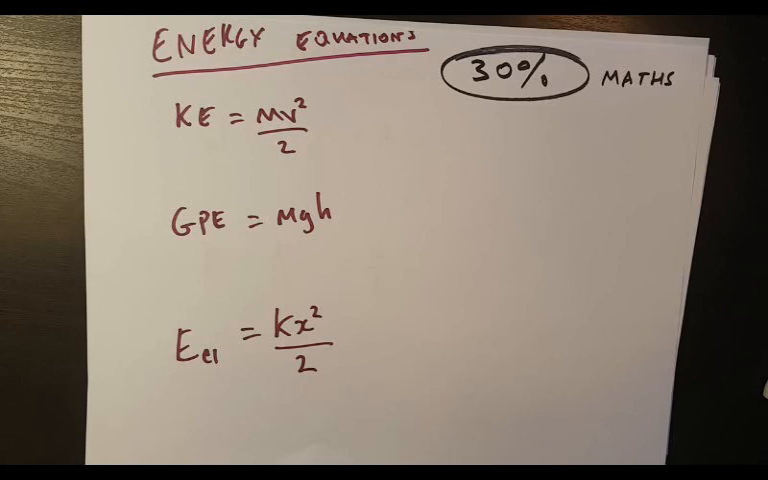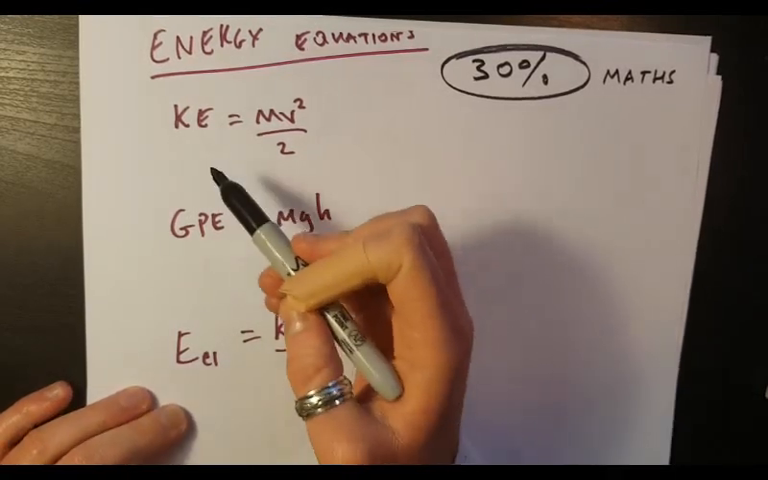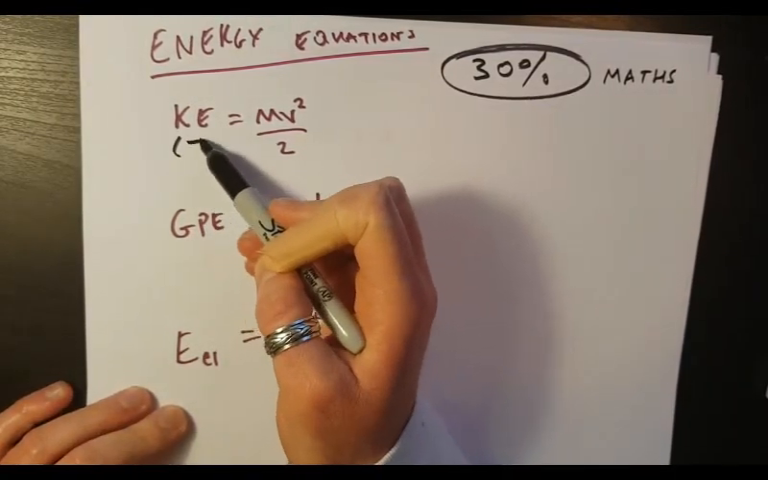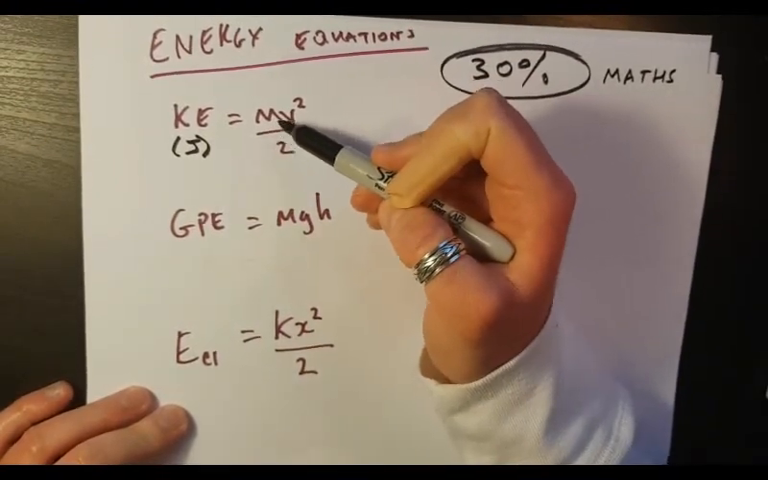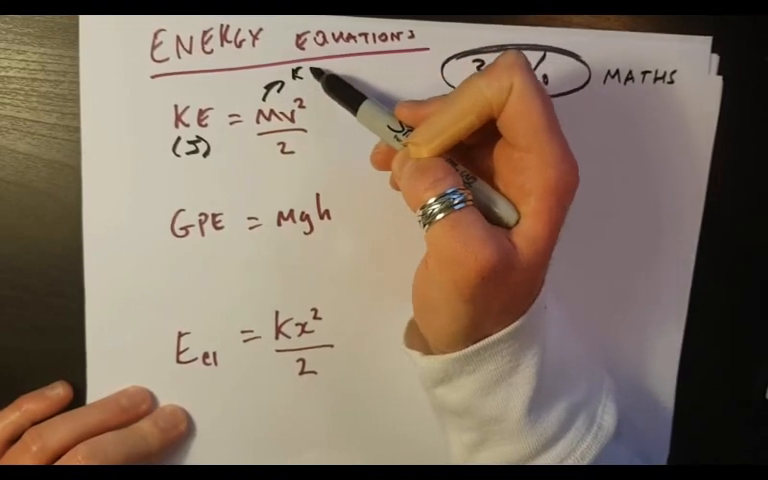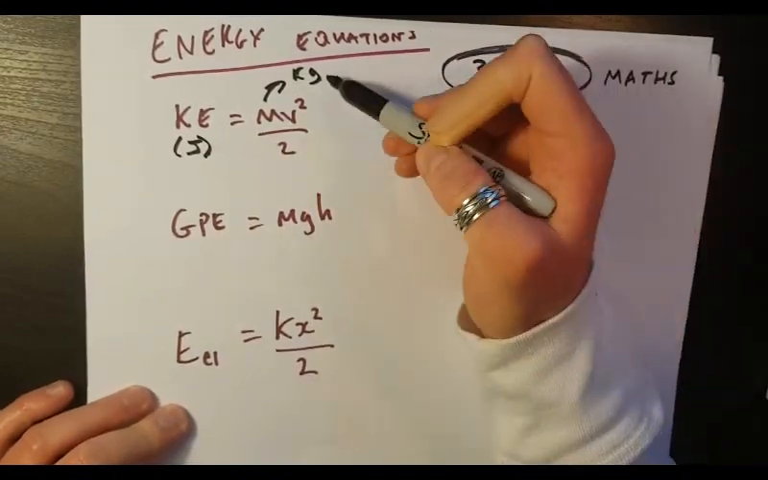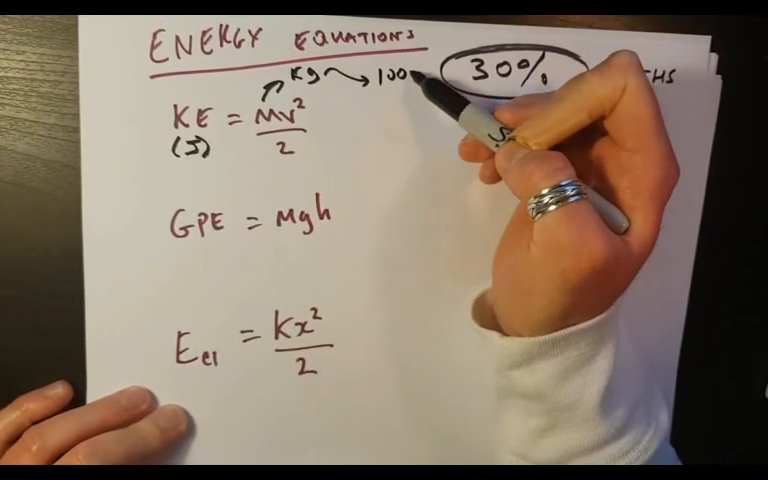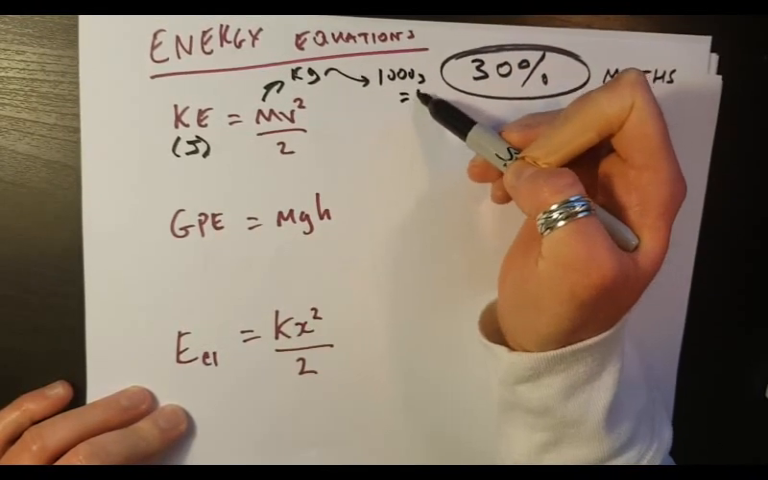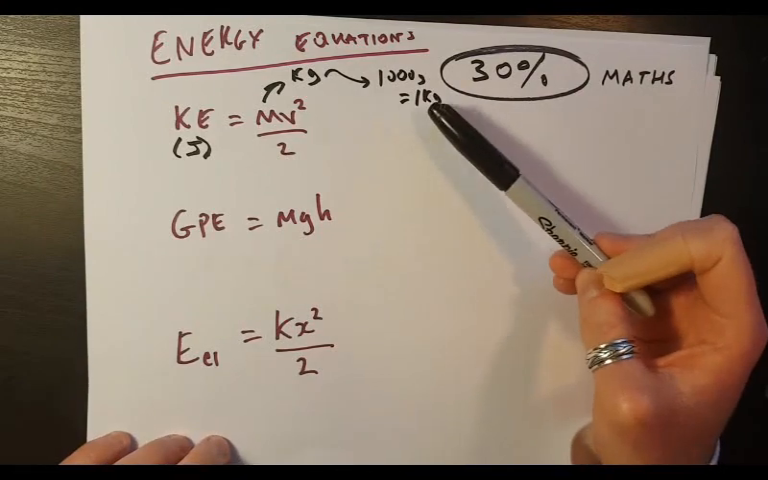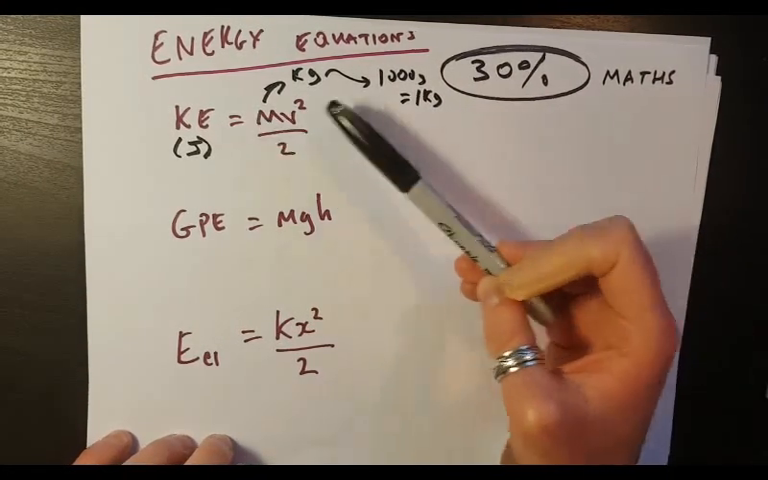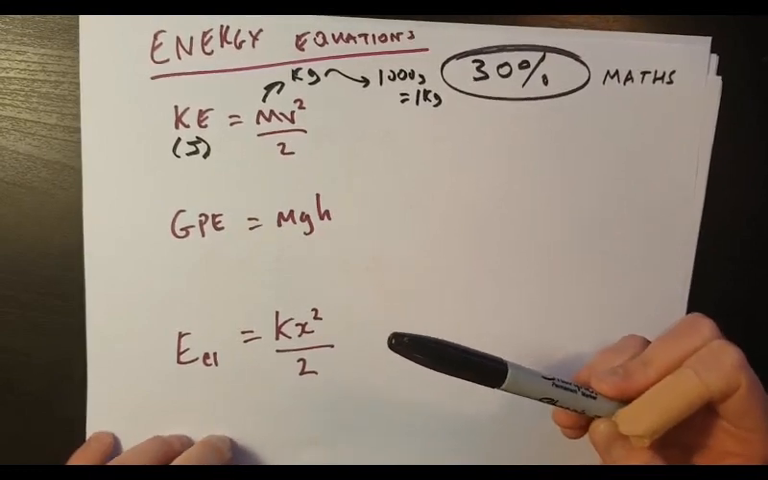So what are some of the energy equations that we need to know? So first one is kinetic energy. So kinetic energy would be, energy is always in joules. You have to use a capital J for joules. Equals mass. Mass is always in kilograms. So remember, if they give it to you in grams, there's 1,000 grams in 1 kilogram. So if they say something's 300 grams, I need to divide by 1,000, that would be 0.3 kilograms. You need to make sure you convert that before you put it into this equation.